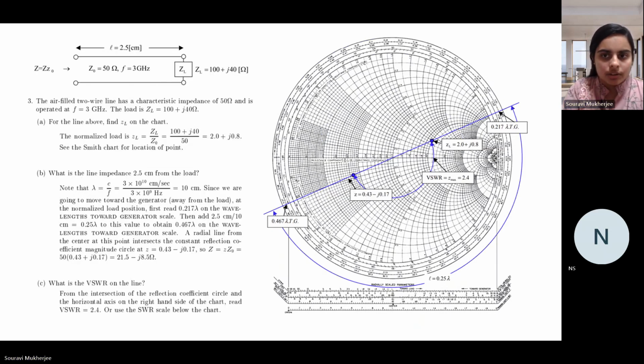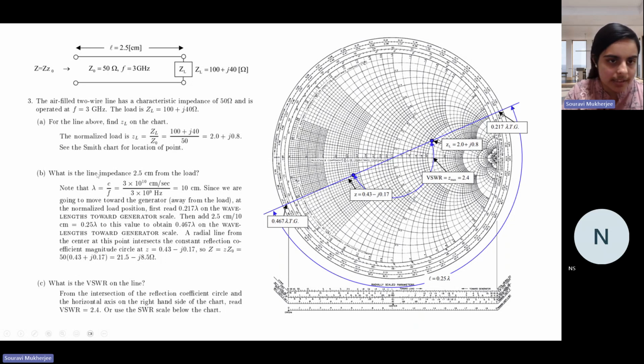Now this is another question where again these are the parameters given. The frequency is specified. We'll see why it's required. It says that you have this air-filled two-wire line with some characteristic impedance, operated at some particular frequency. The load is given. First, obviously, find the normalized load and locate it on the Smith chart.